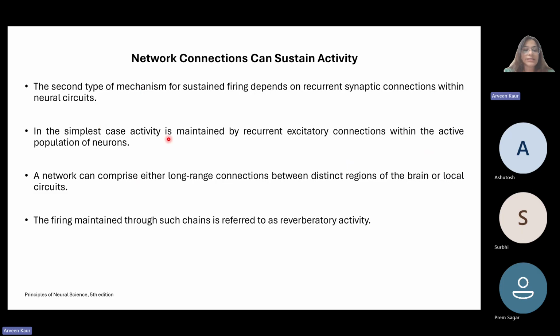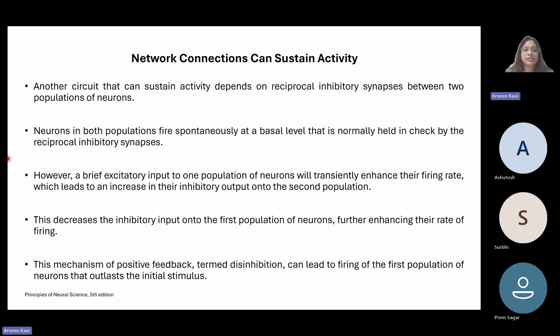The simplest case is activity maintained by recurrent excitatory connections within the active population of neurons, right? Something like a feedback mechanism. The network can comprise either long-range connections between distinct regions of the brain or local circuits, or firing maintained through such chains, which is referred to as reverberatory activity. So it is a little more complex than simple positive feedback, but it is eventually going to act like that, right? So we'll understand how this happens.